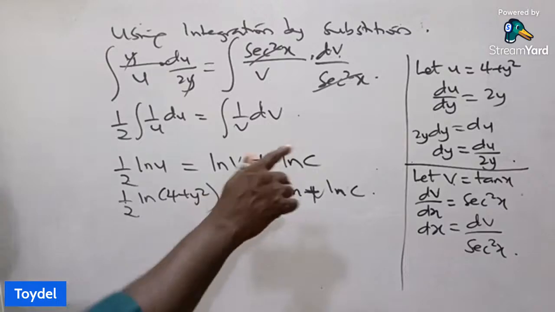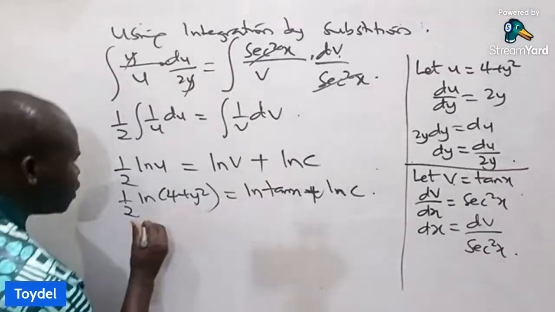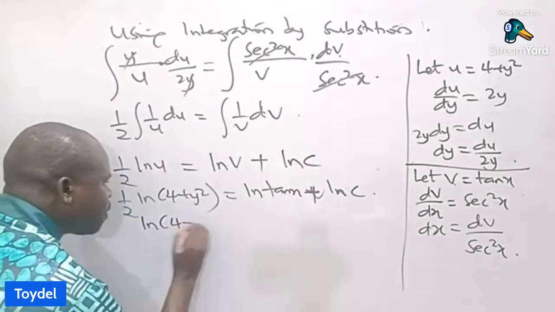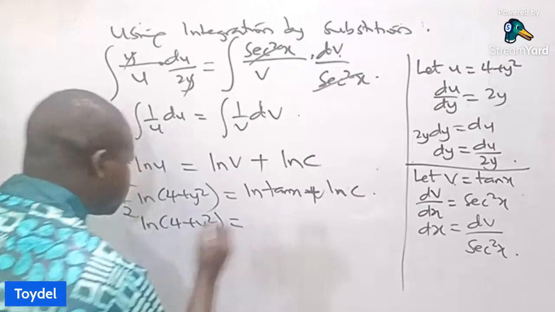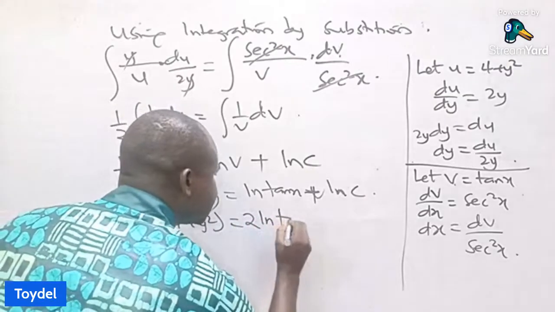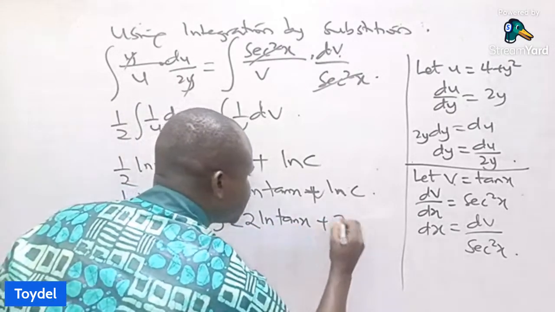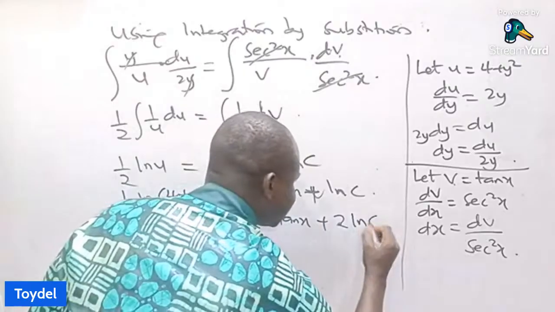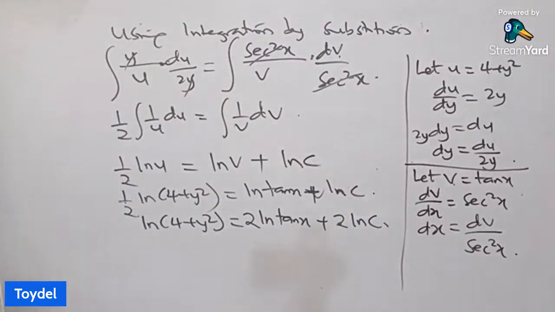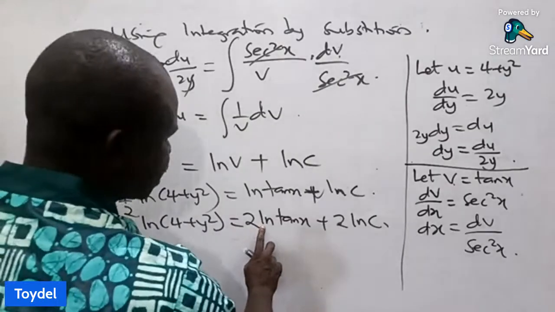I can multiply 2 by 2. This half now, if I want to remove this half, so that I will have ln of 4 plus y squared will now be equal to 2 ln tan x plus, let's say, 2 ln c. That's what we are going to get there.